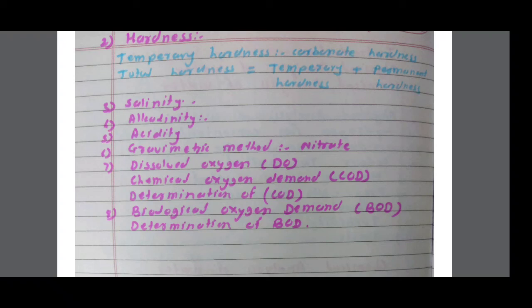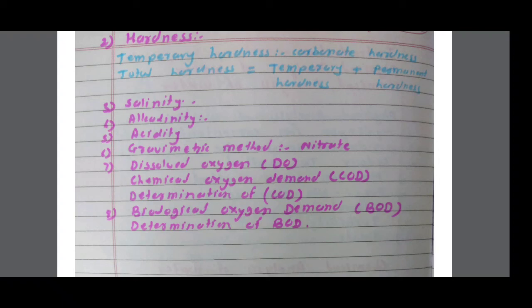The methyl orange endpoint, pH 4.5, measures the acidity due to minerals, while the phenolphthalein endpoint, pH 8.3, determines the total acidity. What is meant by mineral acidity? A known quantity of water sample is titrated against 0.02 normal NaOH using methyl orange as an indicator. This is the mineral acidity.